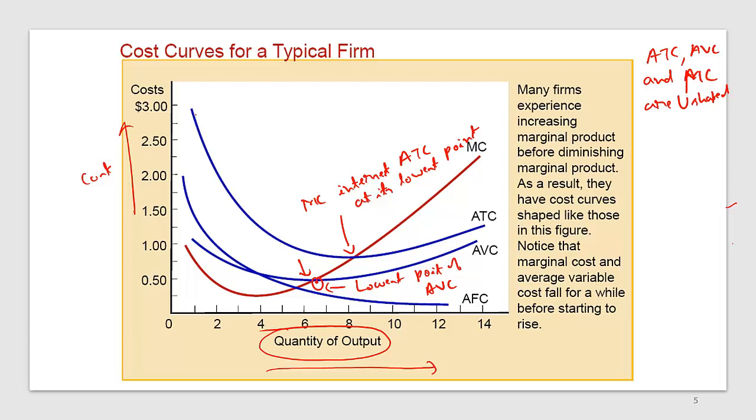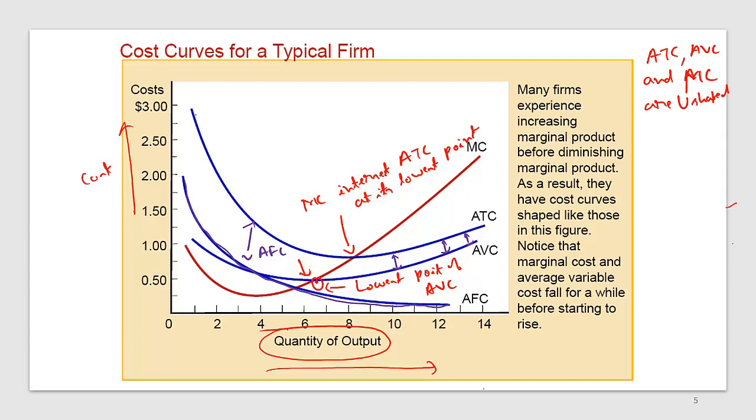Also, look at the gap between the average total cost and average variable cost. Let's try to understand this. This gap is the average fixed cost. We all know the difference between average cost and average variable cost is the average fixed cost. You can see how this gap keeps on reducing as you produce more, which is explained by this downward sloping average fixed cost.